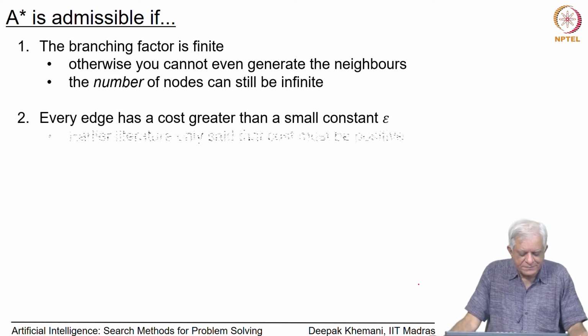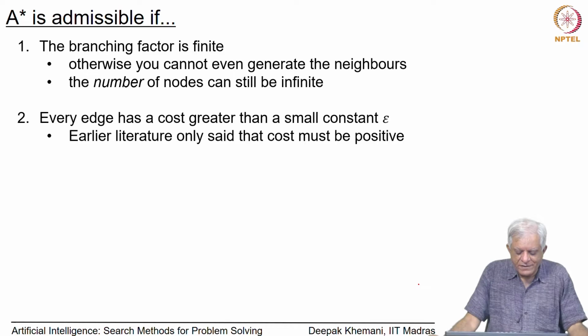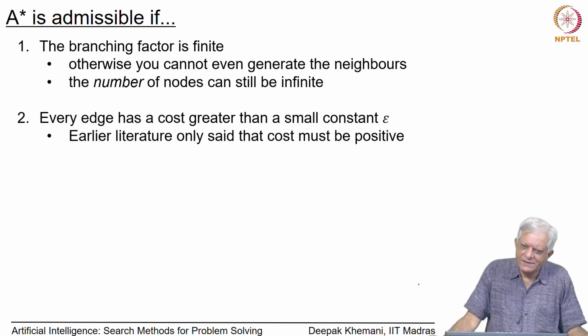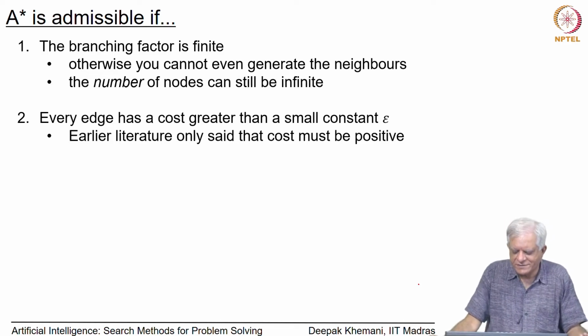Now, in the literature that came earlier, and some books might still say that, they say that the cost must be positive. They do not put this limit of a small non-zero constant lower bound, which is epsilon. They simply say that the cost is positive. The idea of having a positive cost is to not have a negative cost or zero cost. For example, if you had negative cost edges, then one could simply go in cycles round and round those edges and keep decreasing your actual cost. Now, that is not a realistic situation.